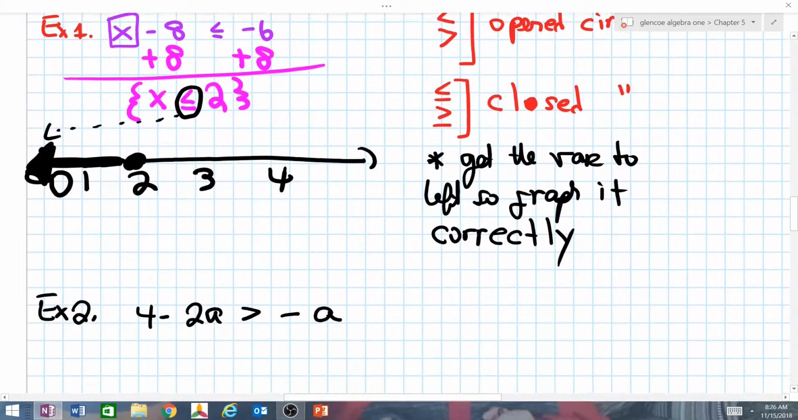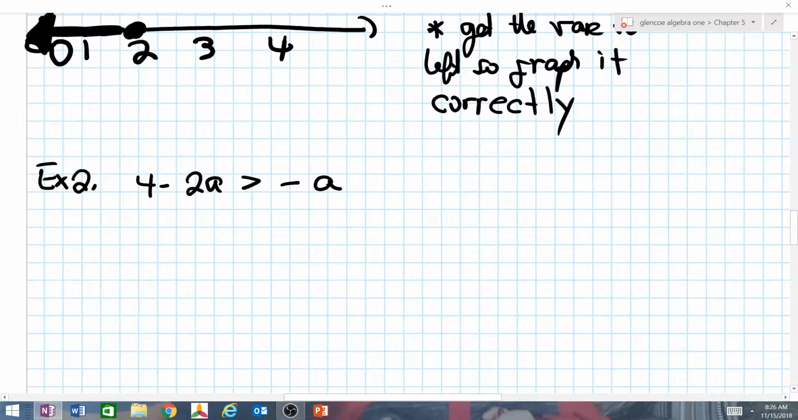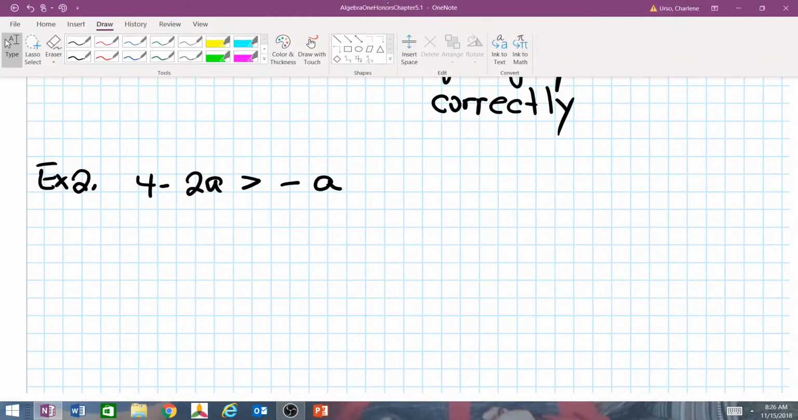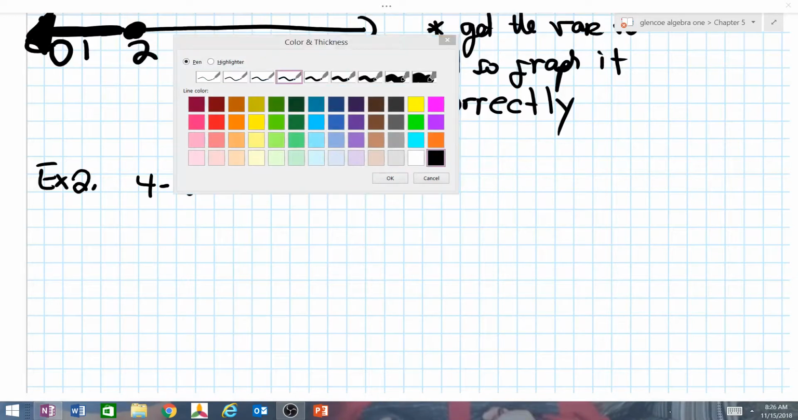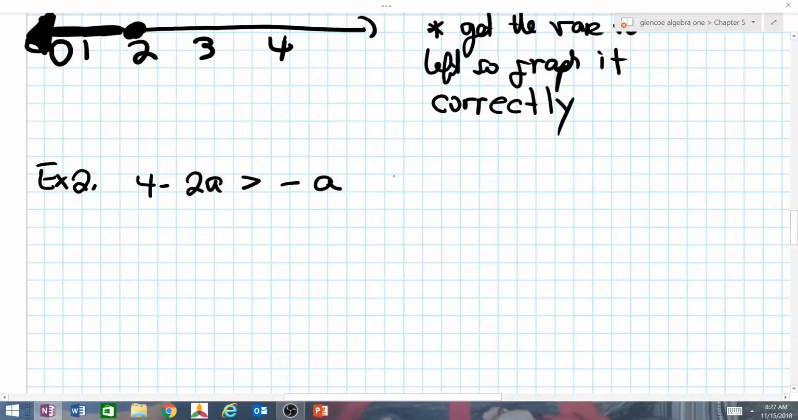That helps you out. Example number 2. 4 minus 2a is greater than negative a. Okay, so they wanted to put one of these negative ones in here right before we started, but that's okay. We can handle it. So let me just show you what we can do here. Let's pretend we don't know the rule that when you multiply or divide by a negative number, you have to flip the inequality symbol. So let's just go ahead and have some fun.